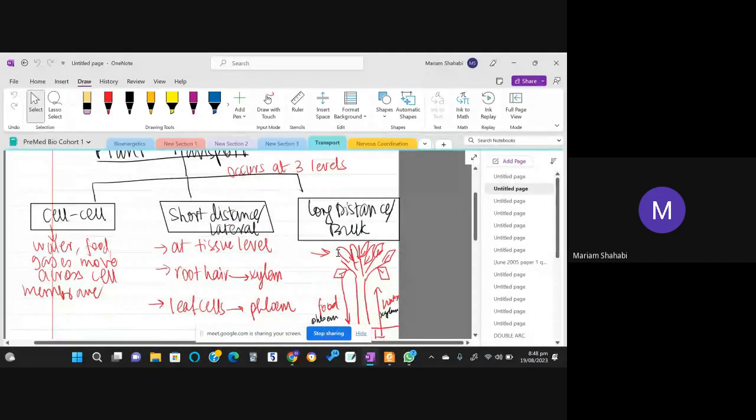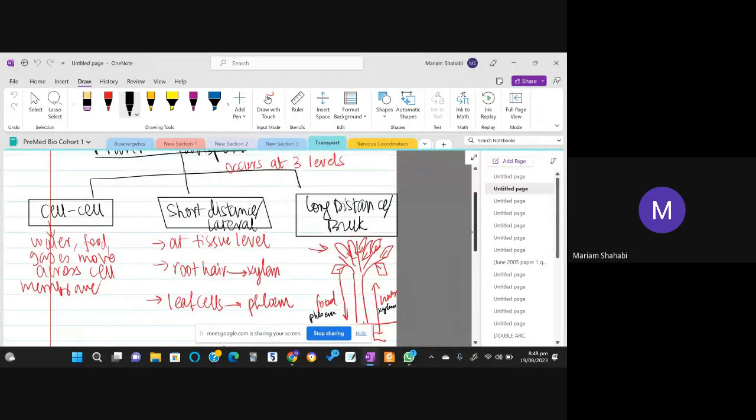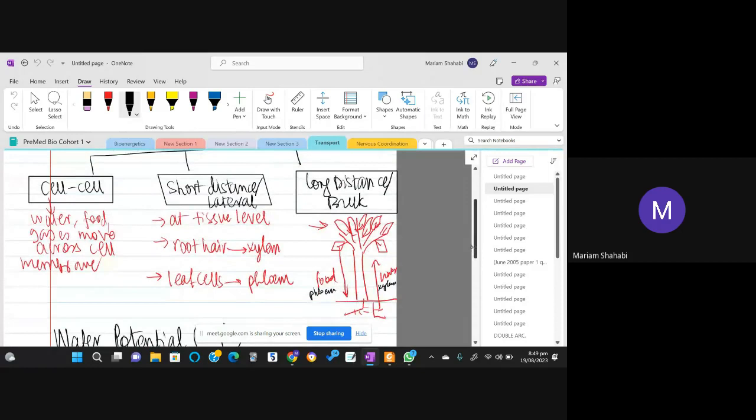So plant transport occurs at 3 levels, ठीक है? So transport can be from one cell to another. Cell to cell भी होता है, short distance भी होता है और long distance भी होता है. Cell to cell transport में what happens is कि water, food, gases move across the cell membrane. एक cell से लेके दूसरे cell तक, ठीक है? Cells आपस में बहुत closely aligned होते हैं, plant cells, ठीक है?